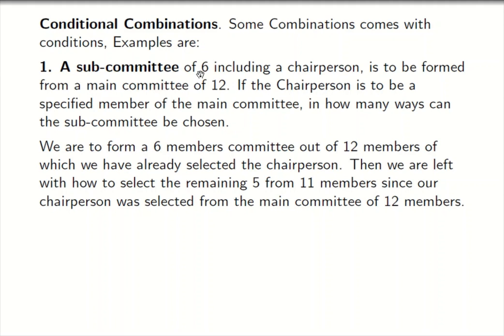And of the 6, let's say John is the chairperson, and John is part of the 6. Automatically, John has been selected. Now, the rest of the 5 is the problem. Then we are left with how to select the remaining 5 from the 11 members. Why? Because John was part of the 12. We selected him out. Now we are left with 11, and we need 5 selections from the 11 members remaining. Since our chairperson was selected from the main committee of 12 members, from the multiplication rule, ways of selecting John is 1 times ways of selecting the remaining 5, 11 combination 5. This is cool, right? So you punch this on a calculator, this is what you get.